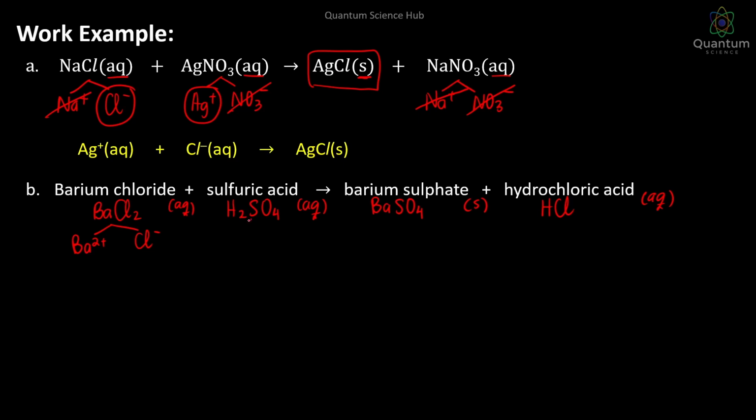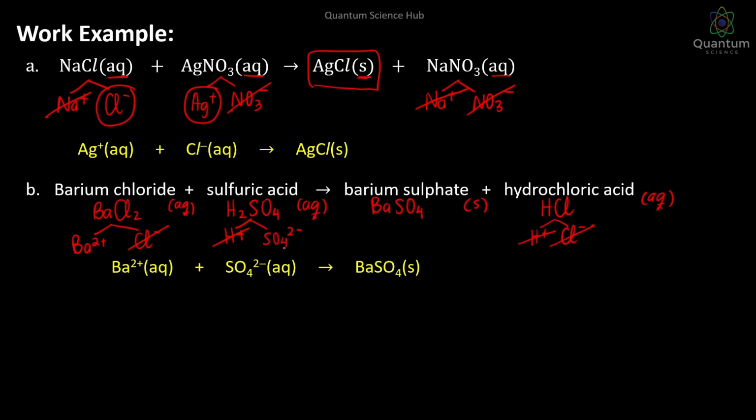So we split the ions of sulfuric acid into H+ and SO4 2-, and HCl into H+ and Cl-. And we cancel the ions which are H+ and Cl-. So at the end, you will have Ba2+ and SO4 2-. And this is the answer.